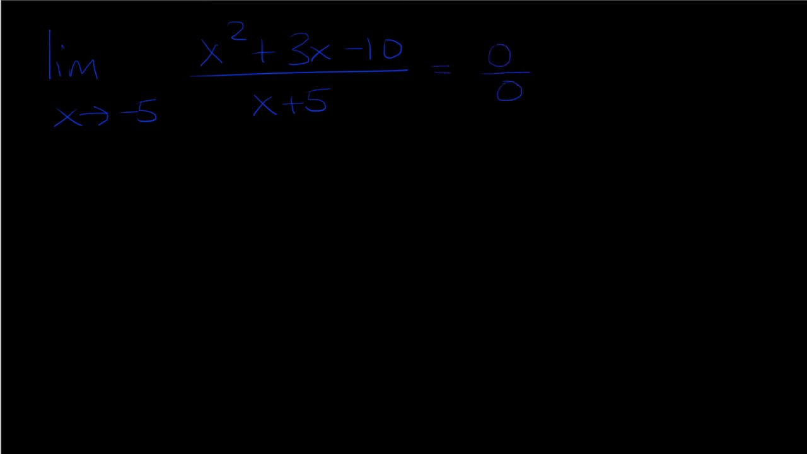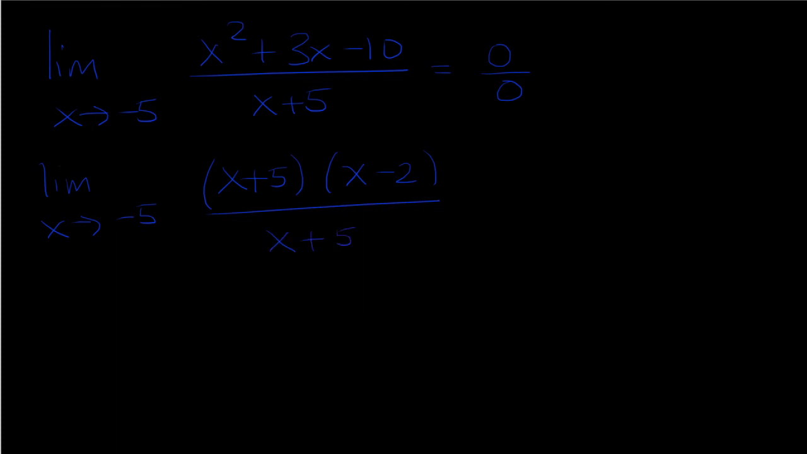Okay, let's try this. Limit as x approaches negative 5 of x squared plus 3x minus 10 over x plus 5. I plug in negative 5 for x, and I get 0 over 0. So now I'm going to simplify. I'm going to factor the numerator. So that factors into x plus 5 times x minus 2.